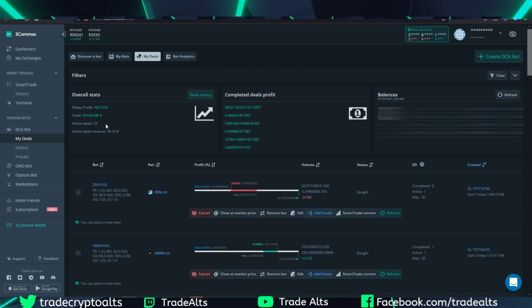Active deals, only 21. I did take some bots down just because I'm doing a bit of shifting around exchanges at the moment. But I've been running about this many for a little while now. They're a little heavier, I guess you could say. Like the base order and safety orders are a little larger than I typically run.